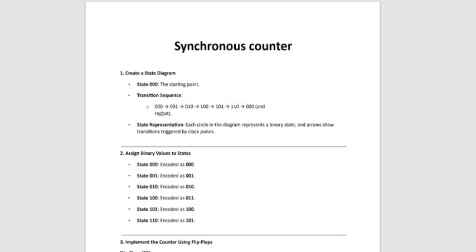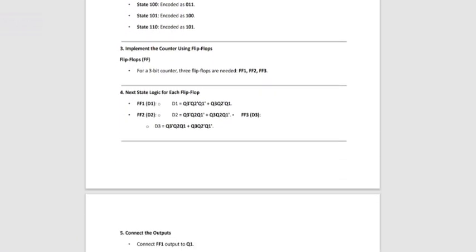this sequence. State representation: each circle in the diagram represents a binary state and the arrows show the transition triggered by the clock pulse. My second step, I will assign those binary values to the states. State 0 is encoded as 000, all the states encoded with their corresponding values of 0 and 1. And step 3, I will implement the counter using flip-flops.